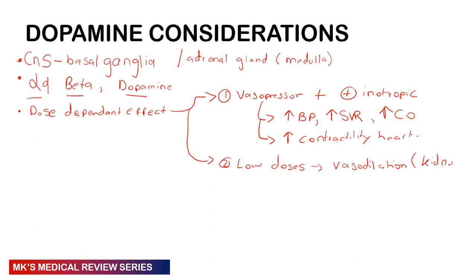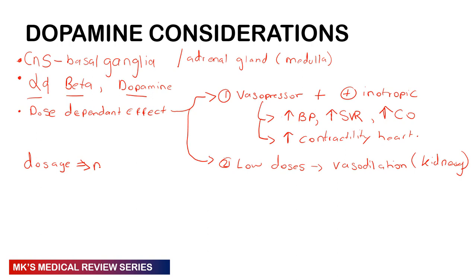So at low dose, dopamine is going to cause vasodilatation of the renal vasculature. So it means it's going to improve renal blood flow. Keep this in mind. And remember that our dosage of the dopamine is going to be given in micrograms per kg per minute. So it's going to be written as follows.